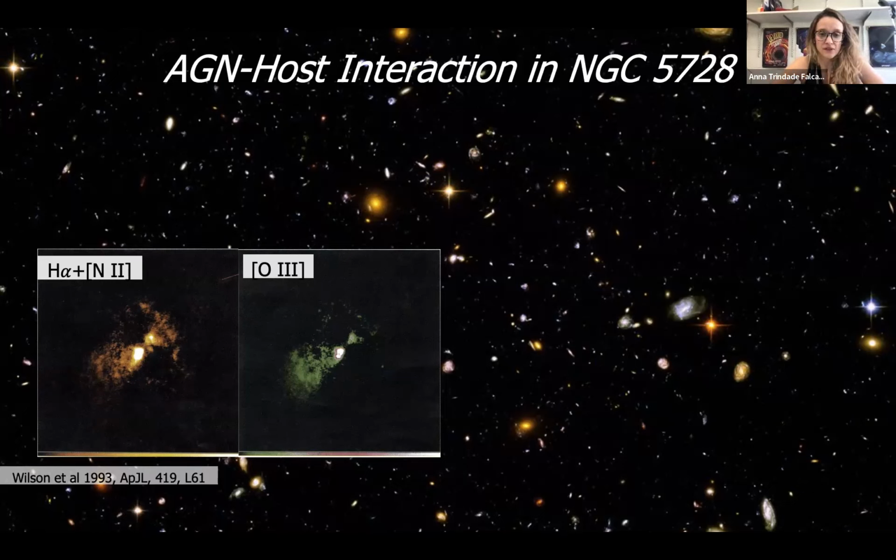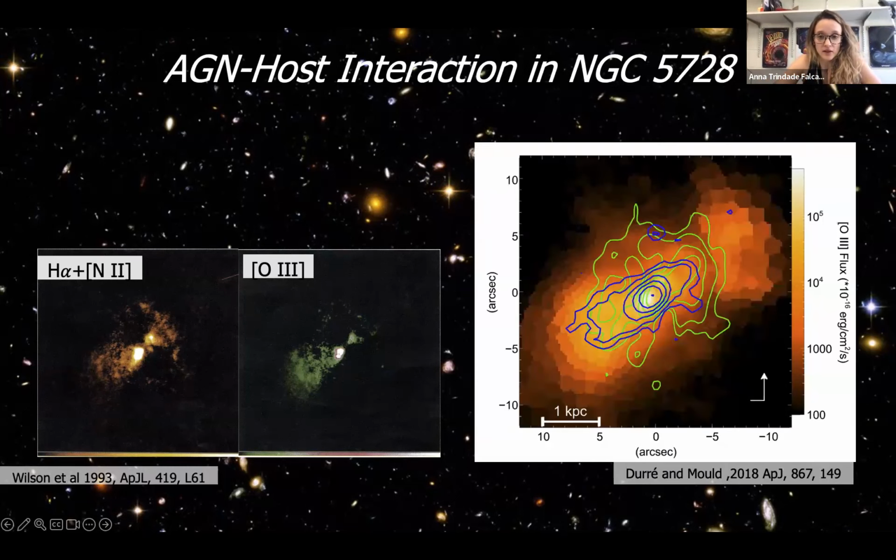So NGC 5728 has been a subject of higher resolution studies for a couple of decades now. Both of these images are from a 1993 paper by Wilson et al. using HST planetary camera data. And more recently, you have this image from Duhamel 2018. Here the image is O3 from MUSE, and then you have the radio contours in green, and the X-ray contours in blue.